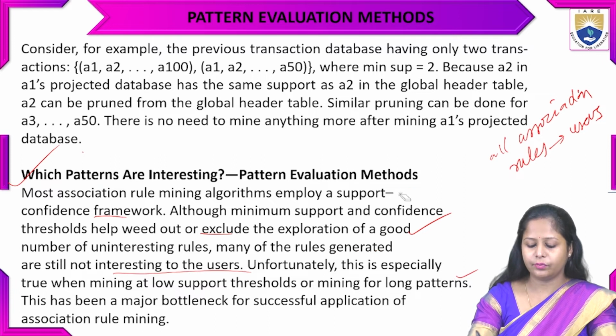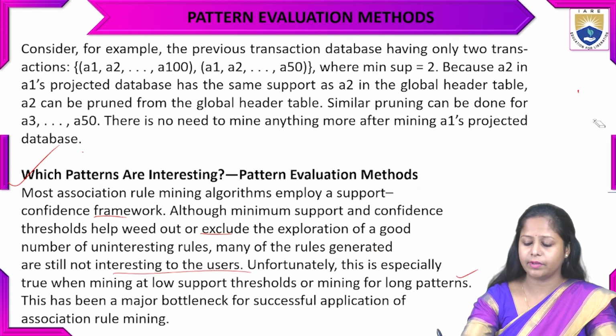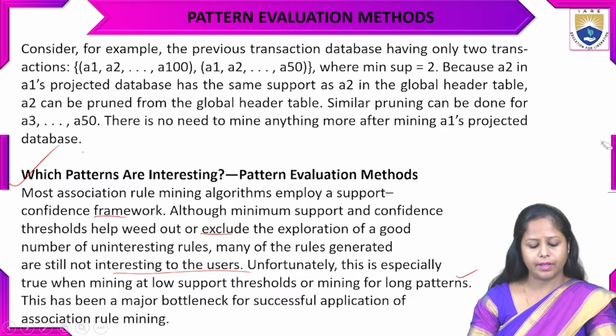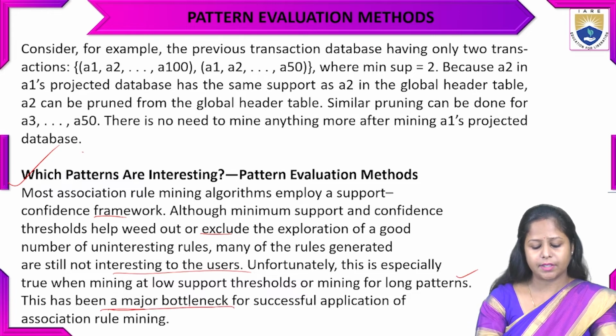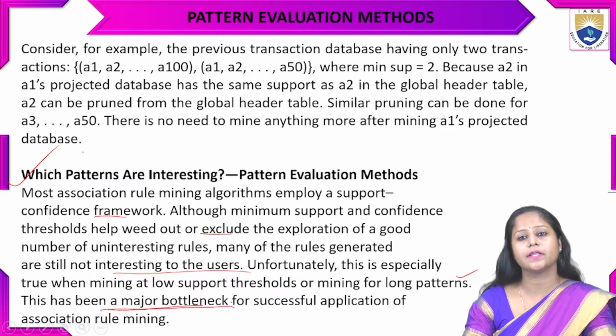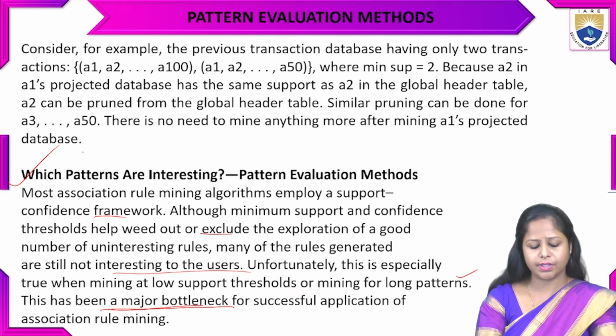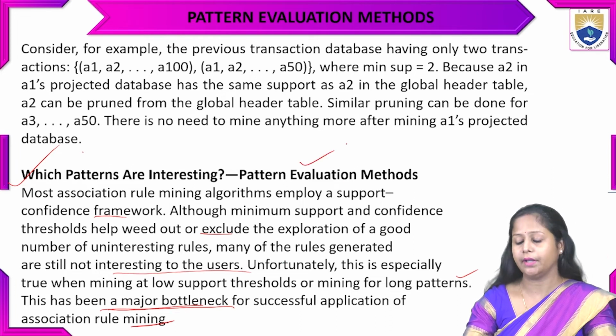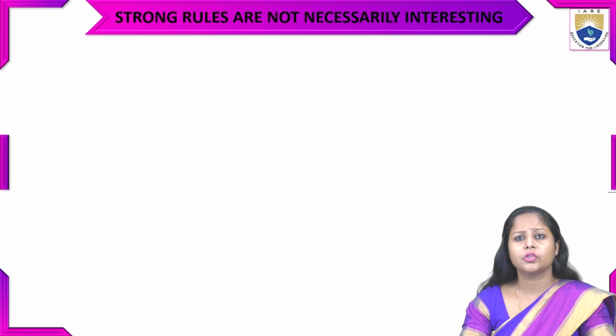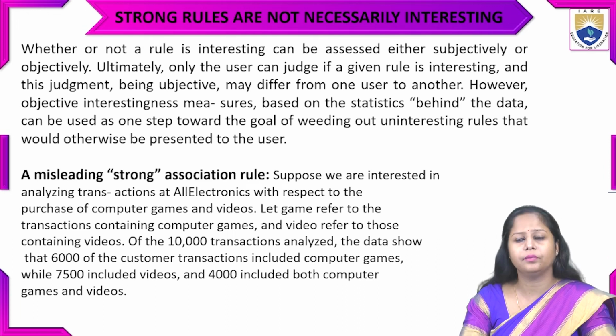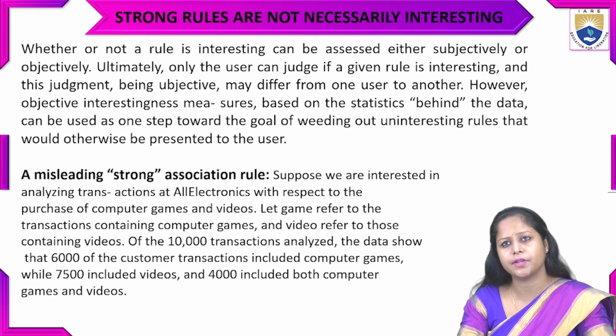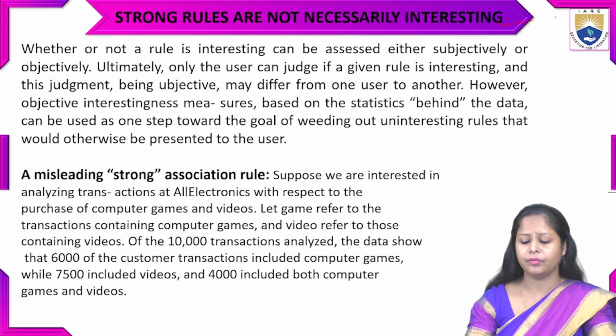So what we need to do for that is the pattern evaluation method. This has been a major bottleneck for successful application of association rule mining, so we strongly use the pattern evaluation method for that. Strong rules are not necessarily interesting. So we will check why strong rules are not always interesting for us.